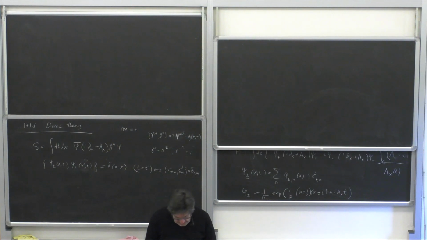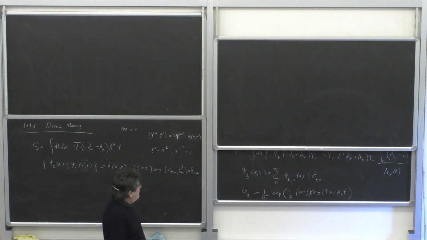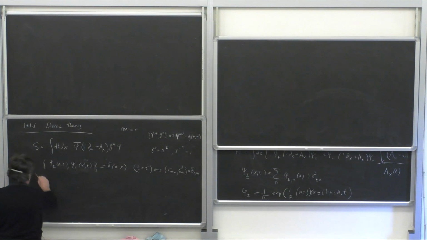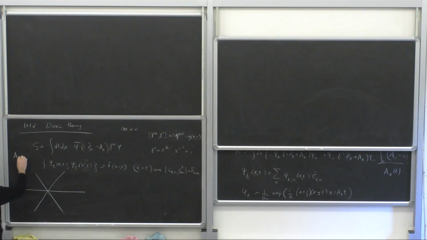Now we come to the problem. There is a problem because now we have an infinite Dirac sea. So we have a spectrum like this. Let's discuss first A equal to 0, then we will recover A later. We have a spectrum like this.